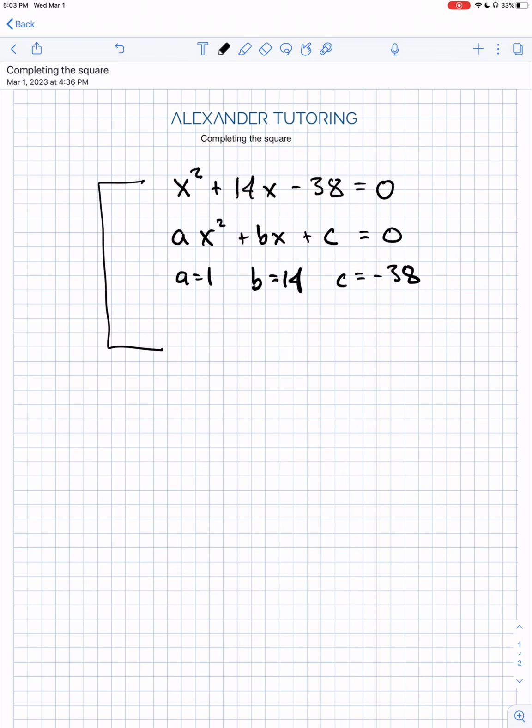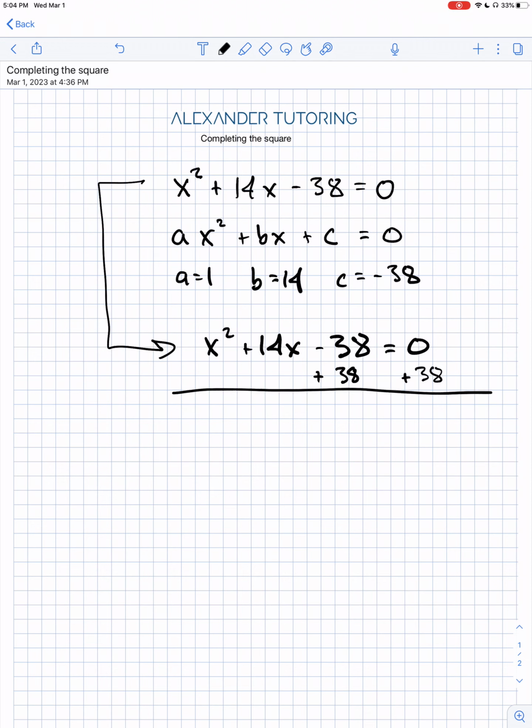Let's take this guy down here. And what I'm going to do, the first step in completing the square is to get the c term, the number term, to the other side of the equation, and then we're going to concentrate on the x term. So whatever the c term is, in this case it's negative 38, we're going to add 38 to both sides, just to move it to the other side, and then we're going to focus on the left-hand side with the x's.